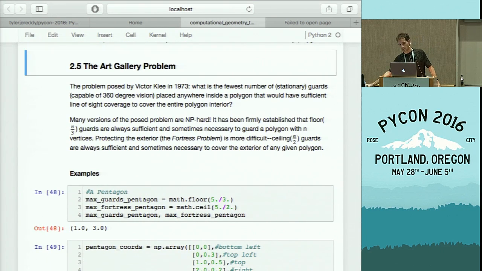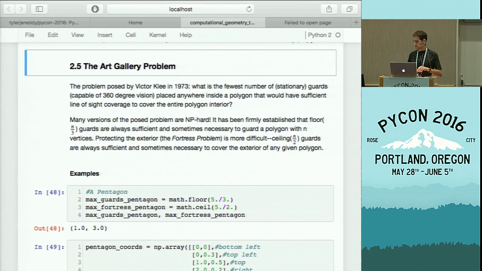So we're now going to move on to the classic art gallery problem, which was posed by the American mathematician Victor Klee a few decades ago. And he actually did most of his research not far from here. He was at the University of Washington in Seattle for 53 years, so quite a long time.